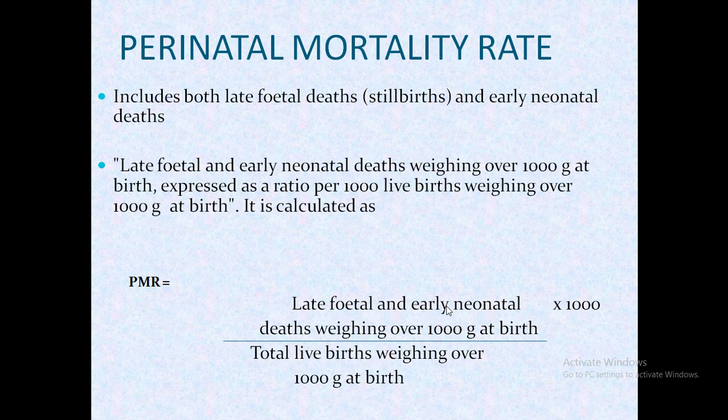When we come to the perinatal mortality rate, it includes both late fetal death as well as early neonatal death. Here the denominator is per 1000 live births weighing over 1000 grams at birth, and the numerator is late fetal and early neonatal deaths weighing over 1000 grams at birth. It is late fetal and early neonatal deaths weighing over 1000 grams at birth, expressed as a ratio per 1000 live births weighing over 1000 grams at birth. We can calculate this by this formula.